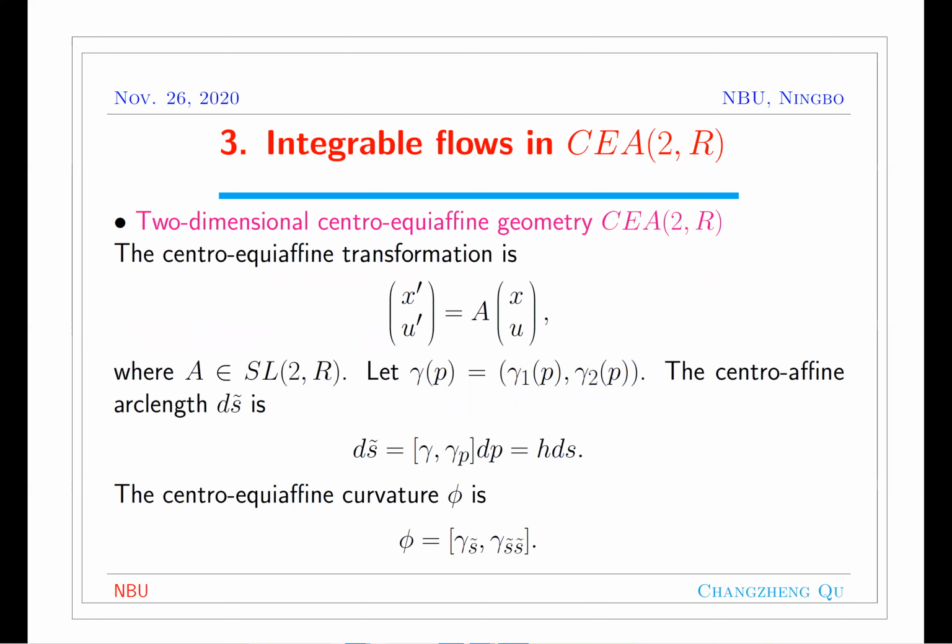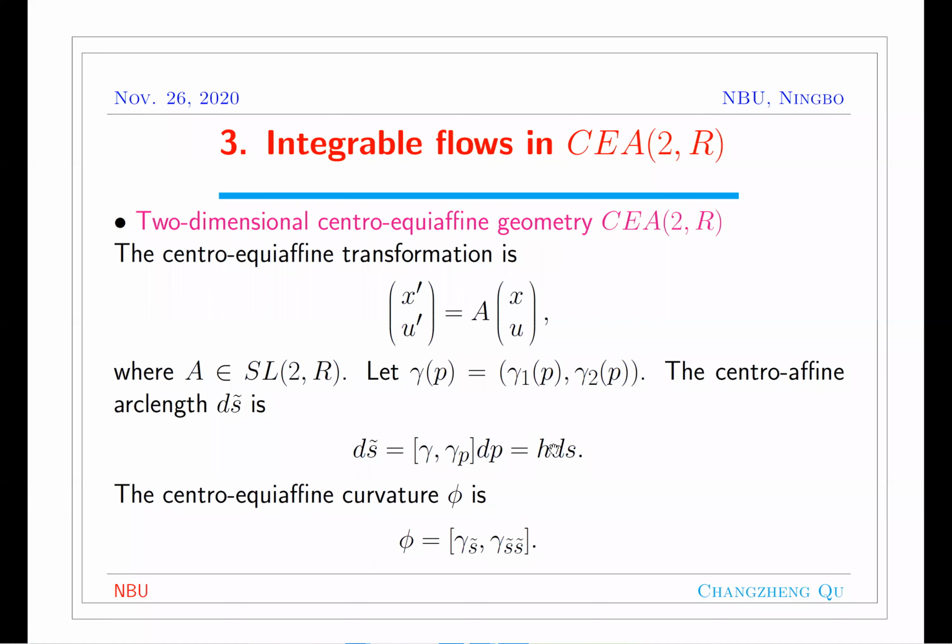Next we turn to the integrable curve flows in the centro-affine geometries. Everything in the centro-affine geometries is invariant under the centro-affine transformations. Here A is in SL2. Actually, there are two centro-affine geometries. One is the primitive case, and the second is the imprimitive case. Imprimitive geometry means there is an invariant foliation. Otherwise, it is the primitive geometry. Here we first consider the flows in the primitive geometries. Here s tilde is the arc length, which is determined by s, the Euclidean arc length. P is a free parameter.